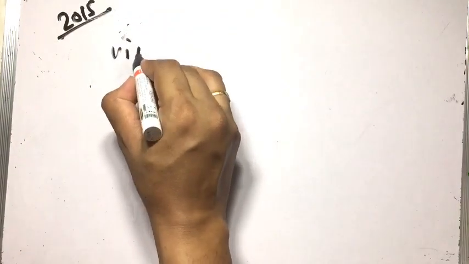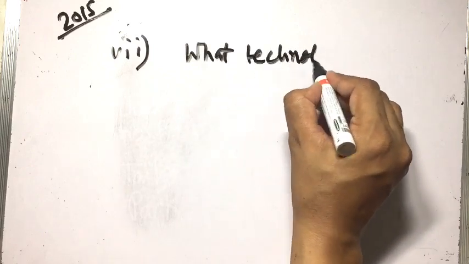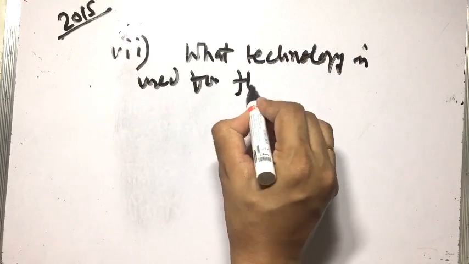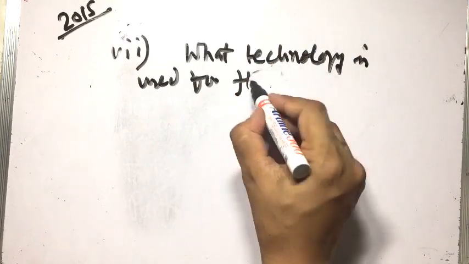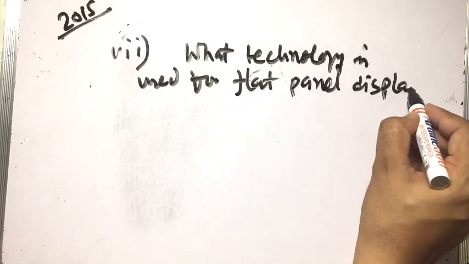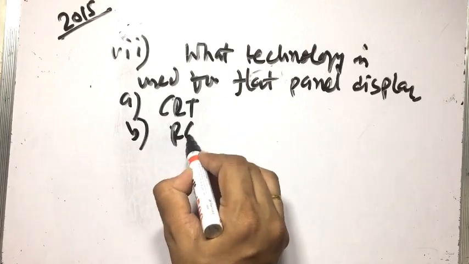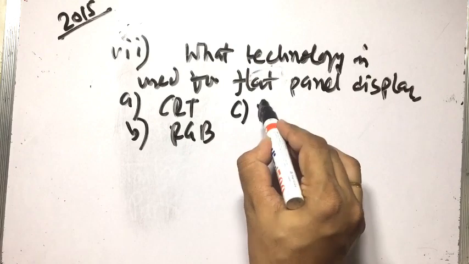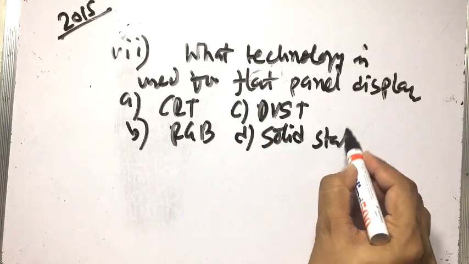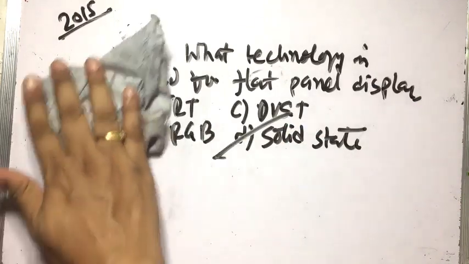Next, what technology is used for flat panel display? Option A, CRT, cathode ray tube. Option B, RGB. Option C, DVST. Option D, solid state. For flat panel display, we use solid state. The answer is solid state.